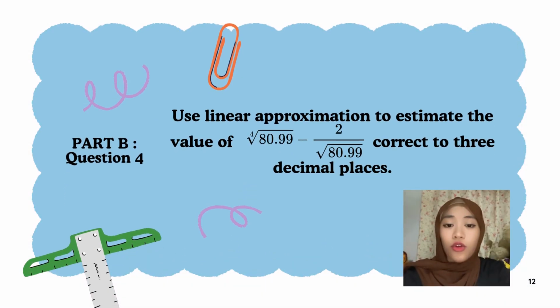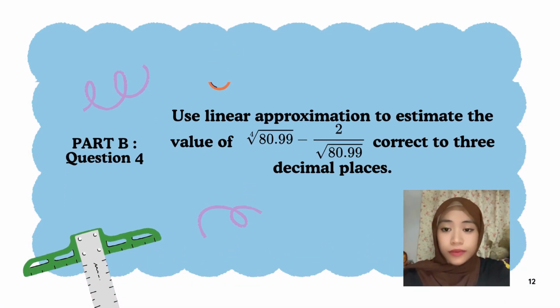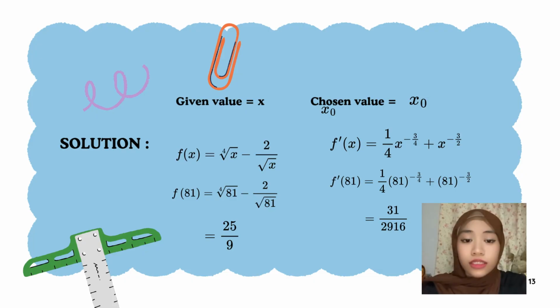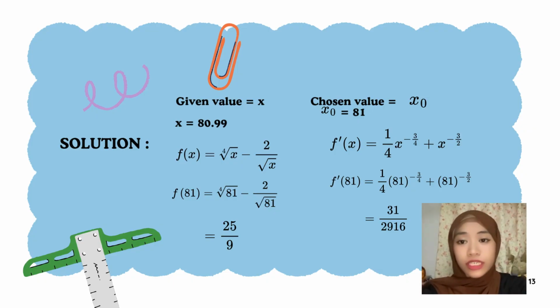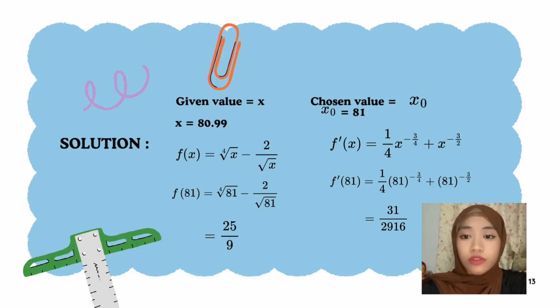Now, let's look at how we solve the problem using linear approximation. We are given that the value of x is 80.99. Instead of using that, we pick a nearby value that's easier, and we choose x0 equals 81. The function we are using is f(x) equals fourth root of x minus 2 divided by square root of x. To make things easier, we change all square roots and fourth roots to exponent notation. So the new equation is f(x) equals x power 1 over 4 minus 2x power negative 1 over 2.